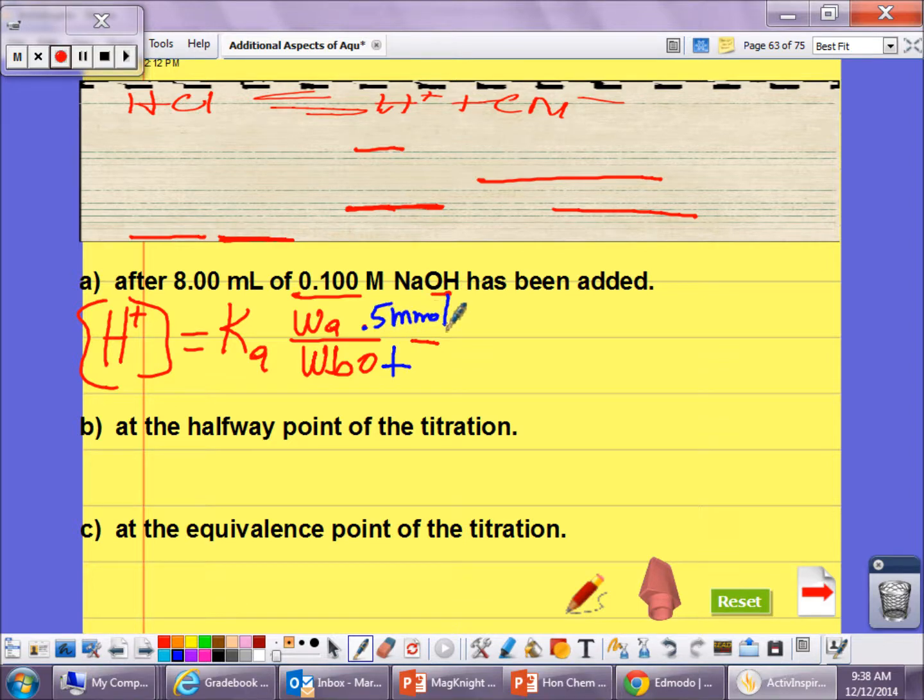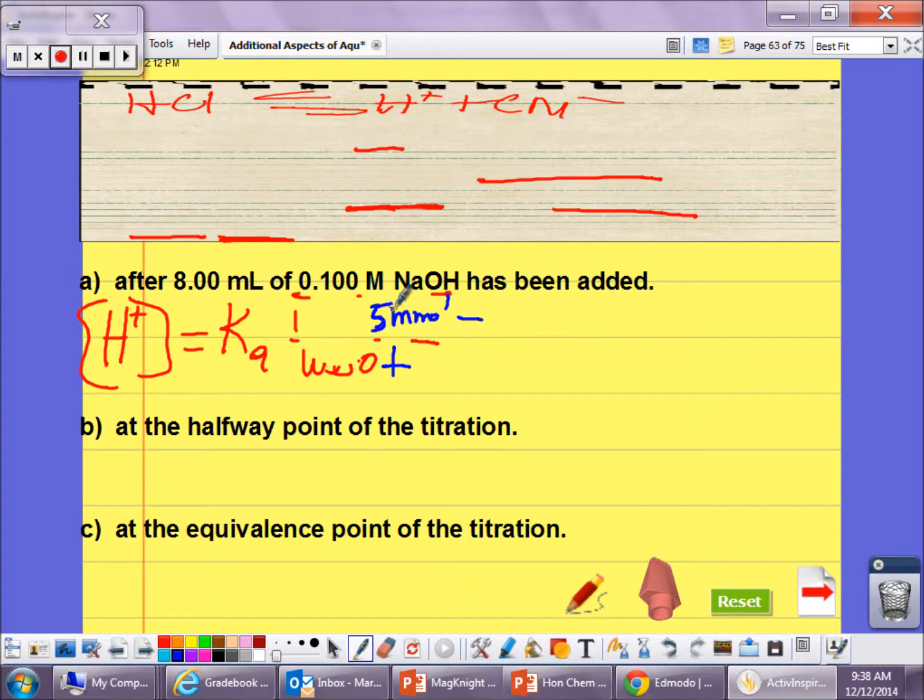This is the acid, and then we are adding base. That means we need to take away the millimoles of the base added. So 8 times 0.1 is 0.8. Do we really have only 0.5? Okay, so what is it? It's not 0.5, it is 5.